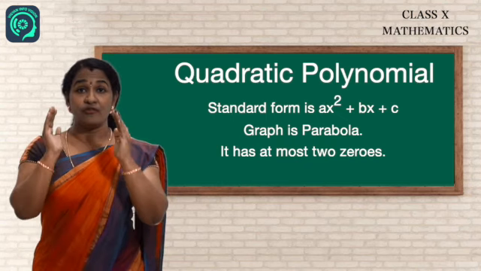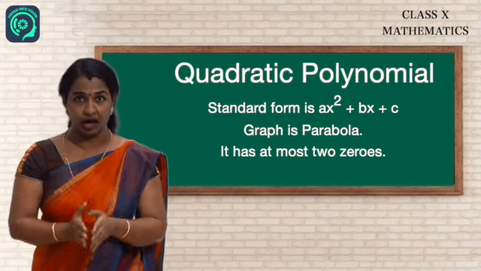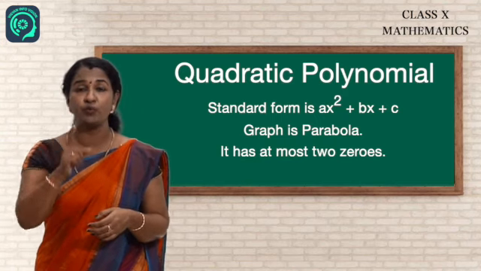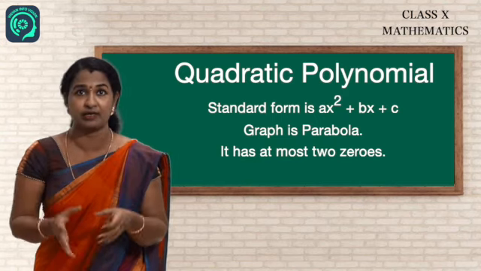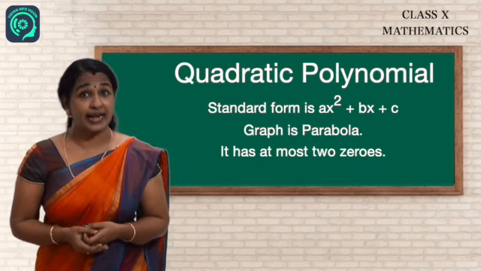Okay. Now, when you are dealing with quadratic polynomial, when you plot the points on the graph and when you join the points, you will definitely get a U-shaped graph. What is that U-shaped graph called? It is known as parabola.